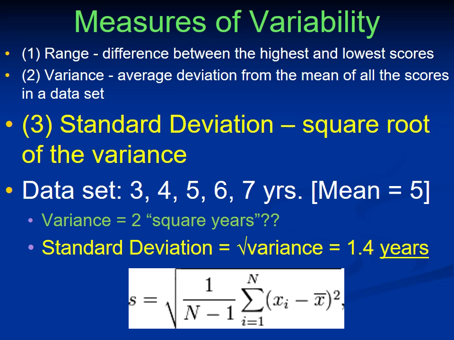So again, looking at our sentencing example, if we calculated that variance, which we did on the other slide, as 2 square years, the square root of 2 is actually 1.4. If we take the square root of the variance, we also take the square root of the unit of measurement. So we're back down into a unit of measurement that makes sense. So the standard deviation in our data set of judges' sentences, right? We've got a mean of 5 years with a standard deviation of 1.4 years.